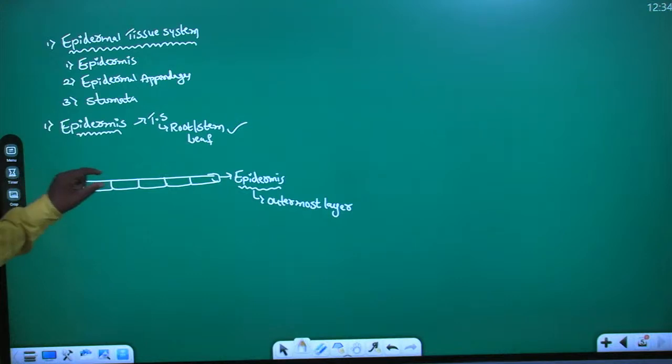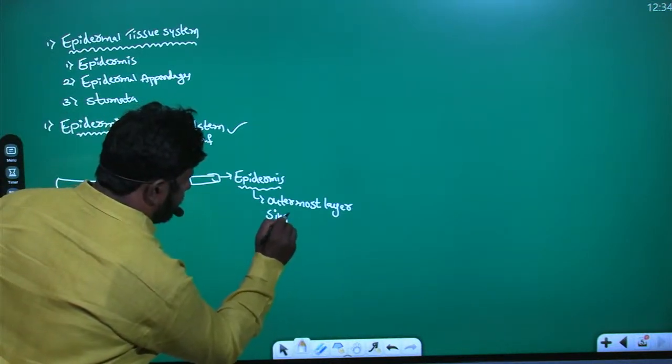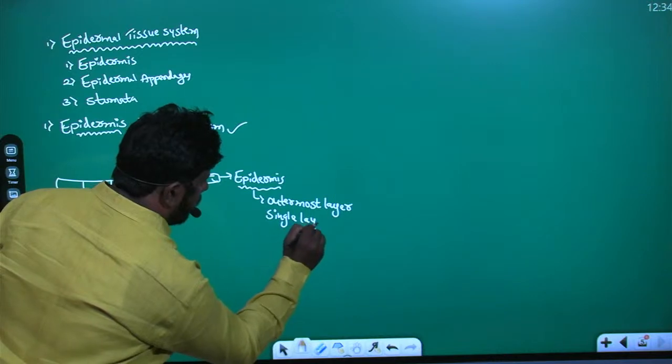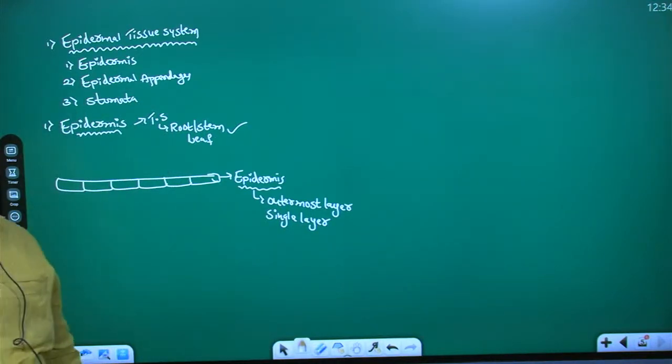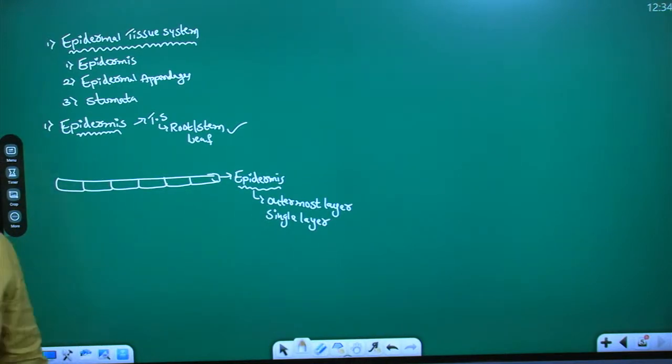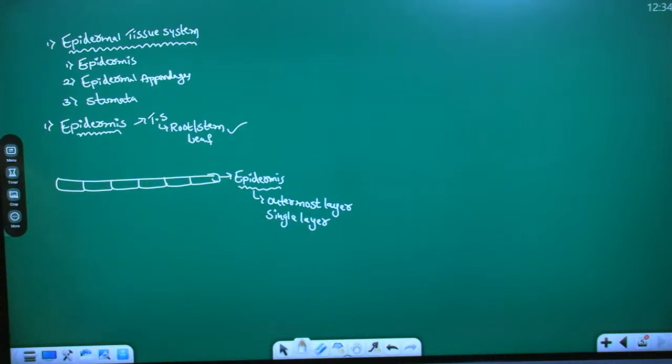And epidermis is always a single layer, only one layer, except in xerophytes. What is a xerophyte? Plants which grow in desert or high temperature are called xerophytes. In xerophytes, to reduce the loss of water, a multiple layered epidermis is present. But in normal conditions, in mesophytes and hydrophytes, the epidermis is present in only one layer.